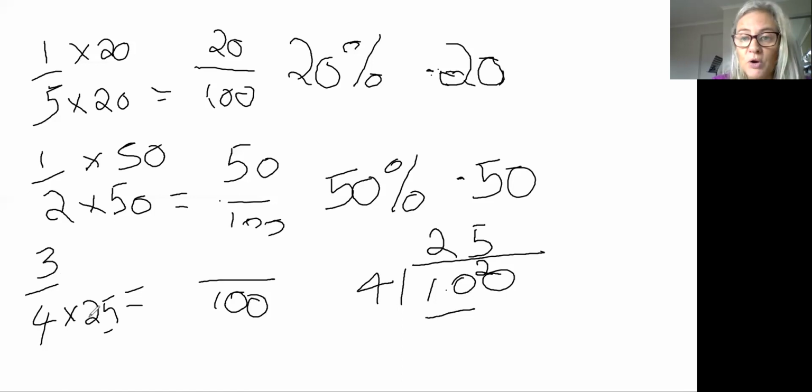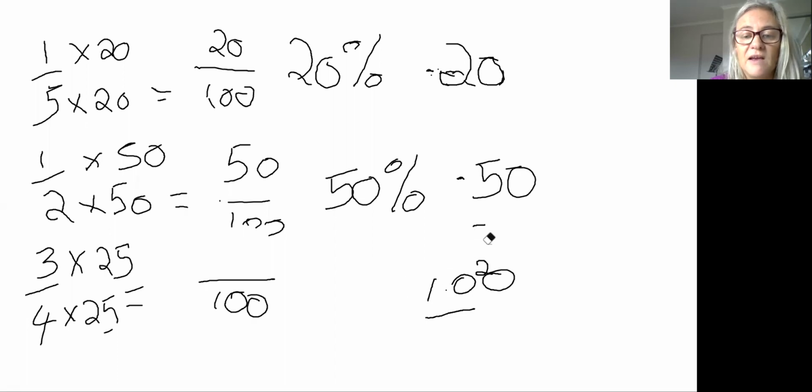Whatever we do to the bottom number, we have to do it to the top number. So we multiply that 3 by 25. All right, I'm just going to rub this out. So have a little think about what I've just done and how I've just done it. Just while I rub this out.